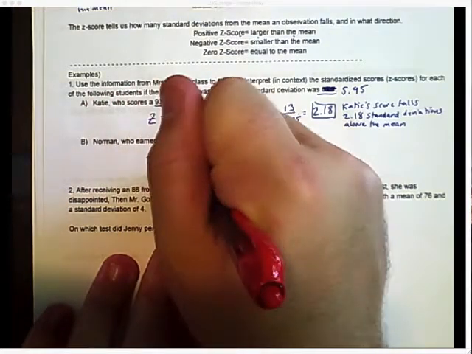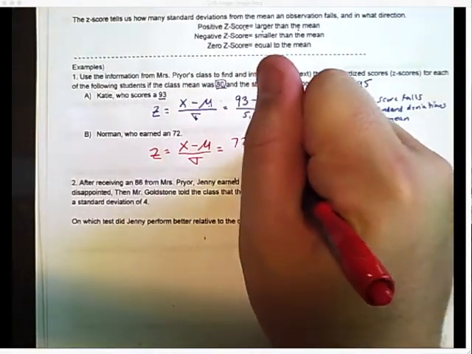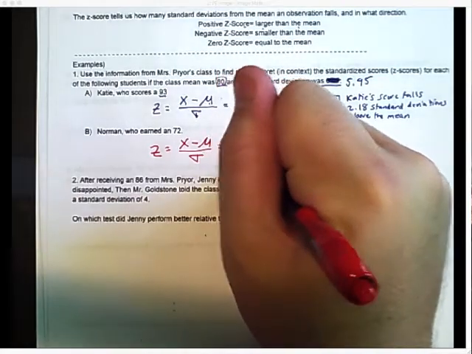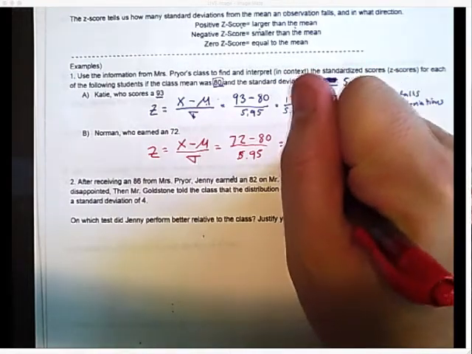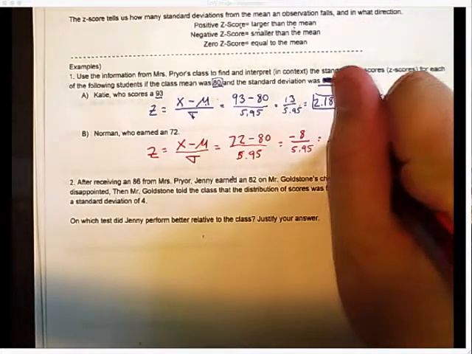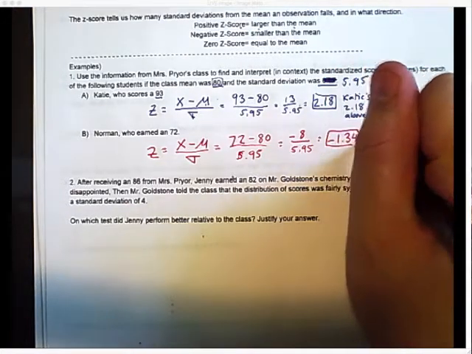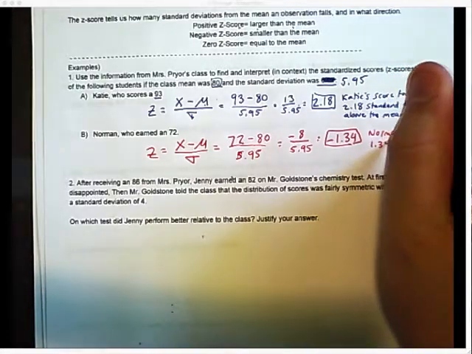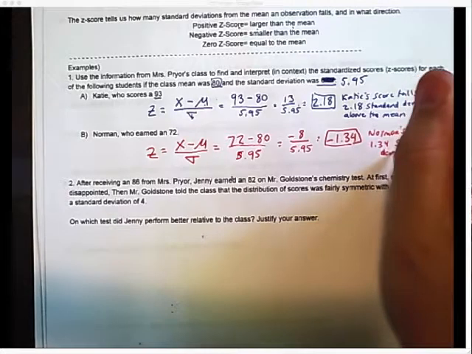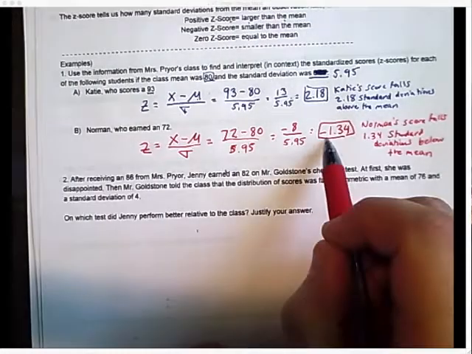Now let's talk about Norman here. We want to find out his z-score: x minus mu over sigma. He earned a 72, so we do 72 minus 80 over 5.95. 72 minus 80 is negative 8, over 5.95. If I put that in my calculator, it's about negative 1.34. So Norman's score falls 1.34 standard deviations below the mean, because he has a negative z-score.